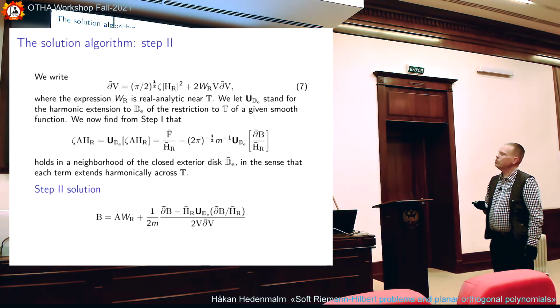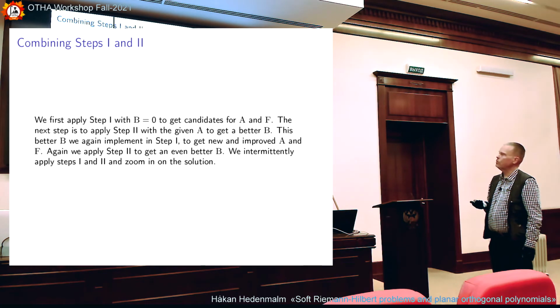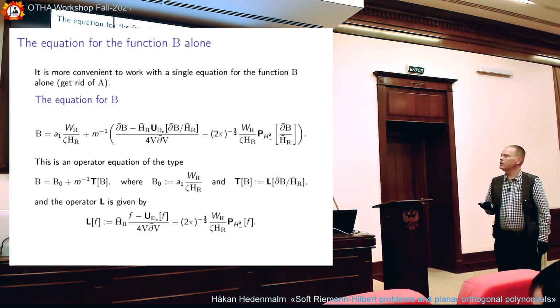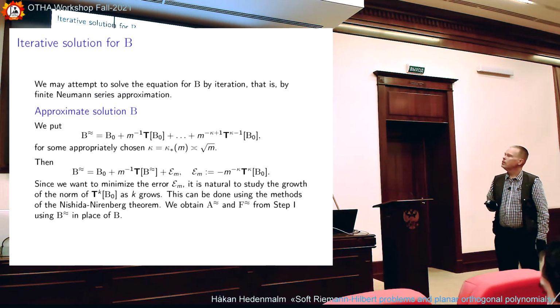But then once you have that, you can also do the solution, how to get B. And it looks like this equation. And that's the one we solve using Neumann series, finite Neumann series. Okay, so yeah, it's like a Neumann series, you just iterate. Approximate solution using Neumann series.